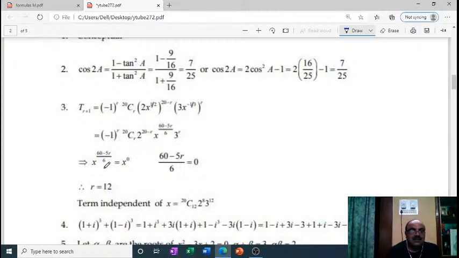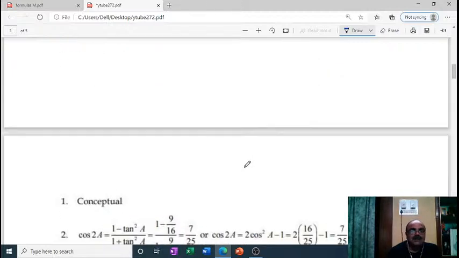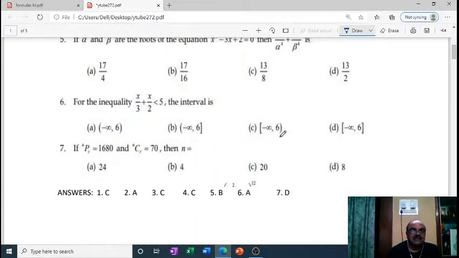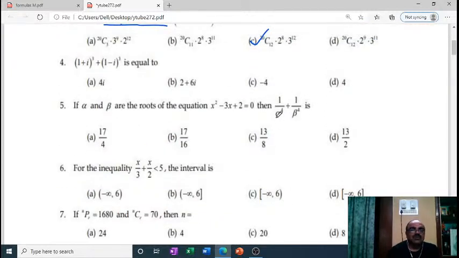So we expand this. Now this whole thing finally leads to x to the power 60 minus 5r by 6. This is the equation. Now to get an independent term, this power has to be made 0. So 60 minus 5r by 6 is equated to 0. That means cross multiply, 5r is equal to 60, r equal to 12. So when you put this value into this equation, the final answer you get is 20C12, 2 power 8, 3 power 12. C is the answer. Fourth one.